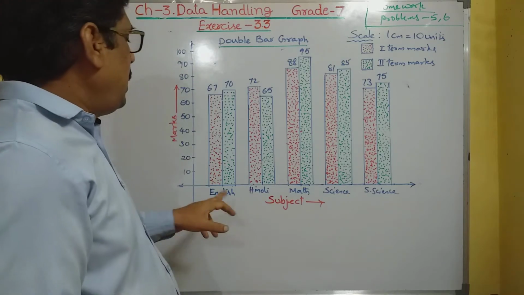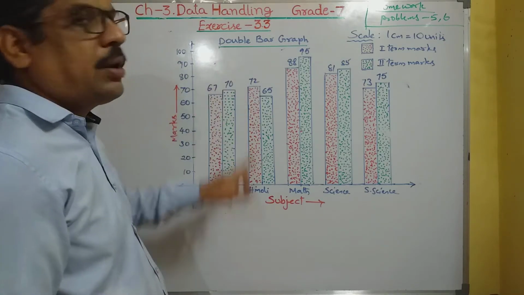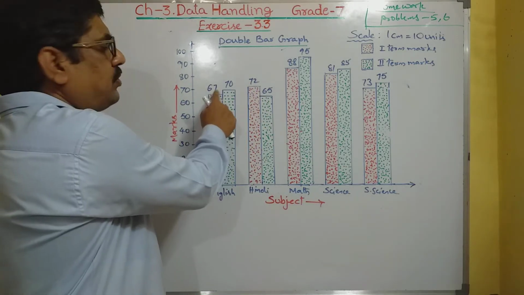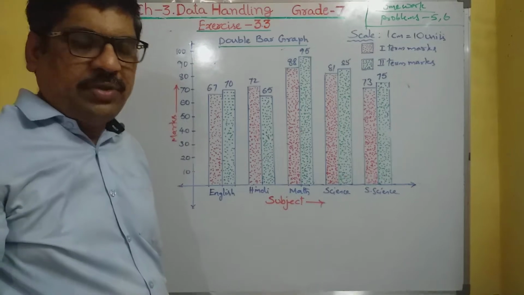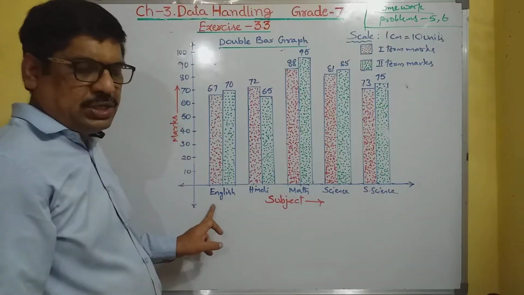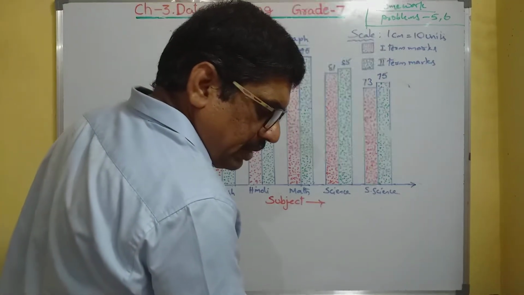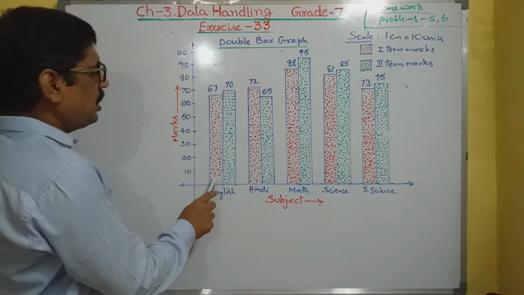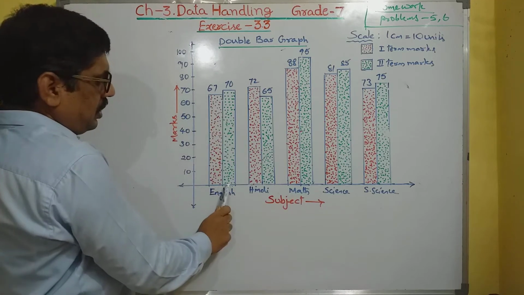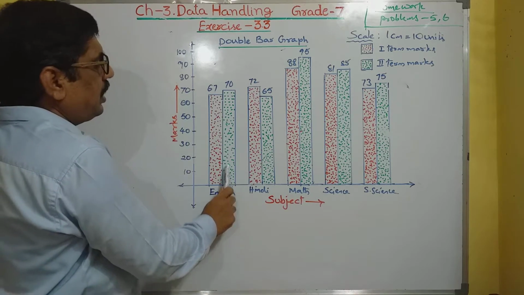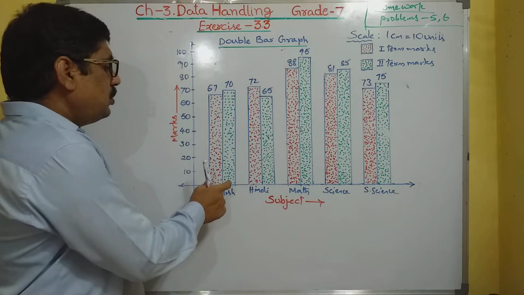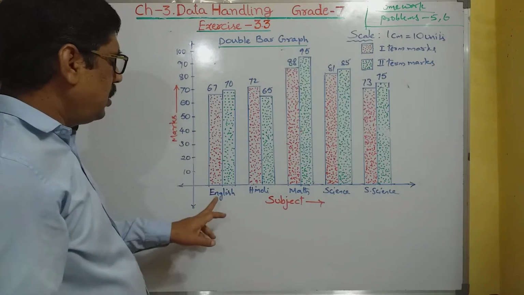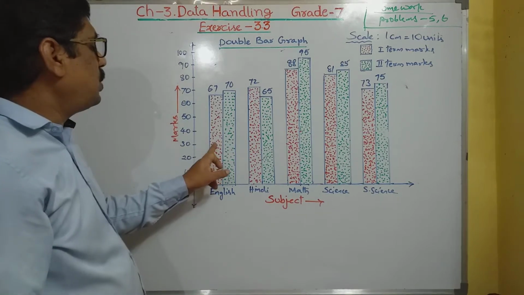Okay, now here I have taken red color and green color bars. The red color bars represent the first term marks and green color the second term marks. For example, look at this English. In English he got in the first term 67, in the second term 70. In the first term red color 67 marks, in the second term, that is green color, 70 marks. So these two bars represent the marks obtained by the boy, the student, in English in the first term and second term.